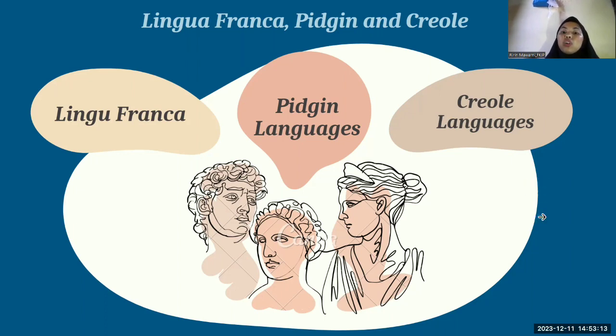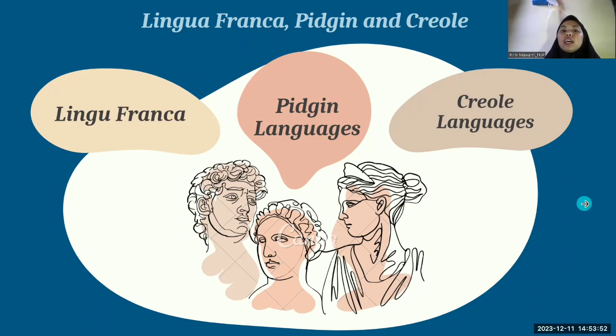The next is creole languages. So creole languages are stable, fully developed languages that emerge from pidgin languages. When a pidgin becomes the primary language of a community and children grow up learning and using it as their first language, it evolves into a creole. Creole languages have more complex grammar, expanded vocabulary, and become the native language for the community that speaks it.